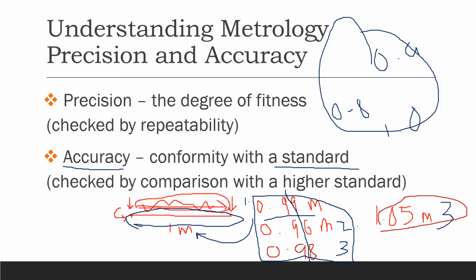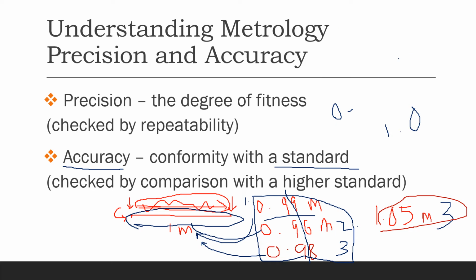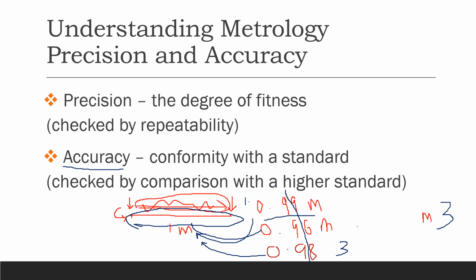So for accuracy, each measurement you are comparing to a standard of 1 meter in this example. For precision, you're looking at your own measurements without the standard. So that's the difference between precision and accuracy, and I truly want you to get that.